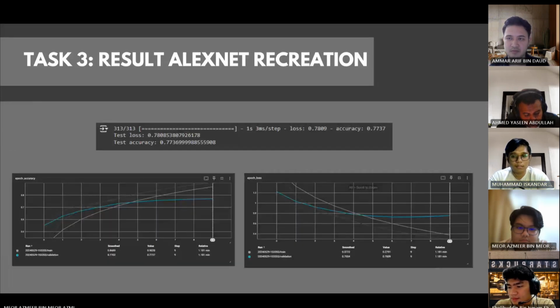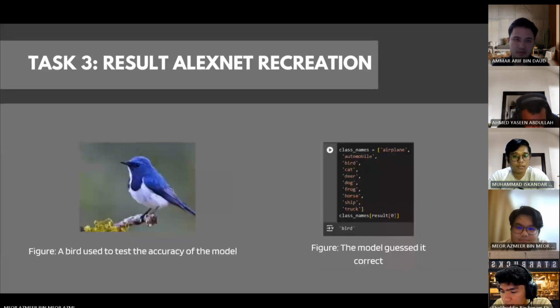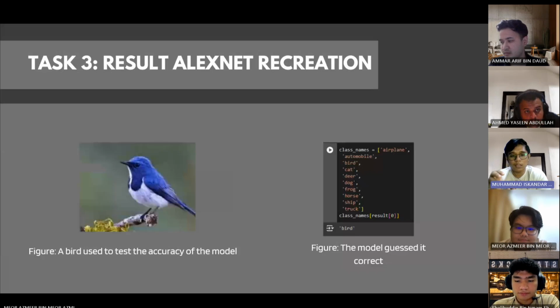Okay, next. So this is the result for the AlexNet recreation, where we get a test loss of about 0.781 and a test accuracy of about 0.774. Next. So this is one of the tests where we try to test the accuracy of the model by using BERT and it successfully guessed the picture.